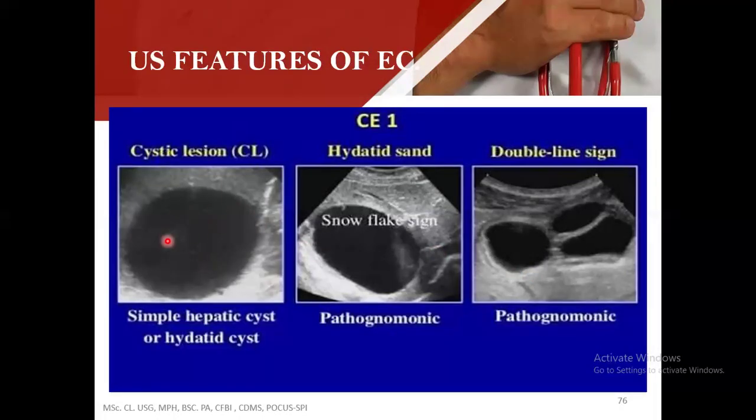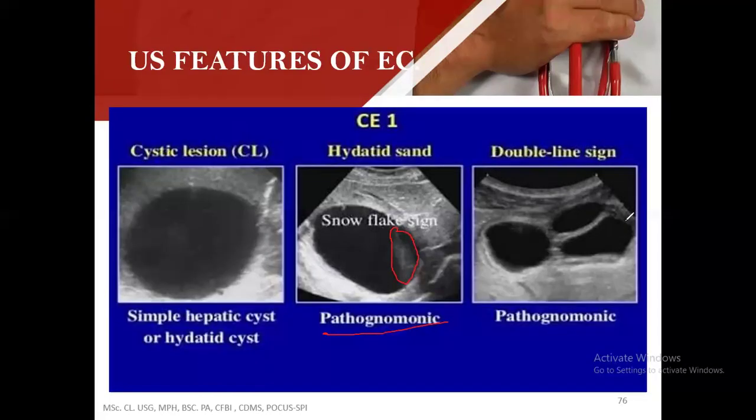So that's the cystic lesion stage. Have you seen the hydatid sand? That's it. Let me use an ink. This is the sand. There is the sand here. That's the sand. So we call it the snowflake sign. Anytime you hear the word pathognomonic, it means it is consistent, it confirms, that is confirmation. So anytime you see the snowflake sign, which is the hydatid sand sign, it is pathognomonic for what? EC or cystic echinococcosis or hydatid disease of the liver.